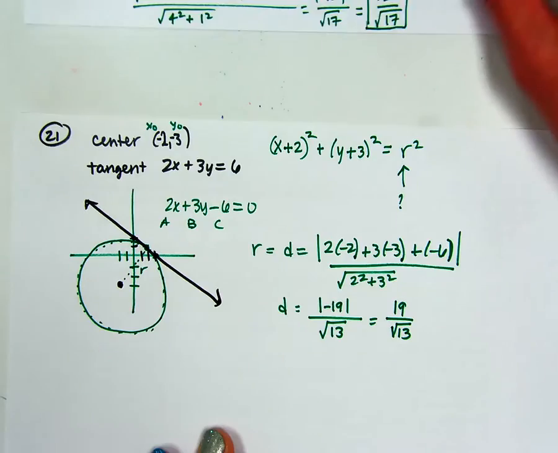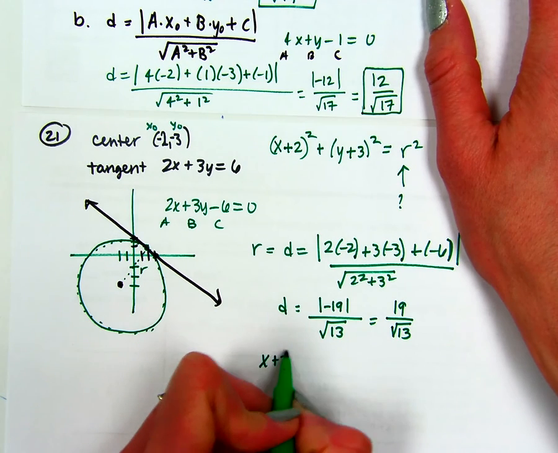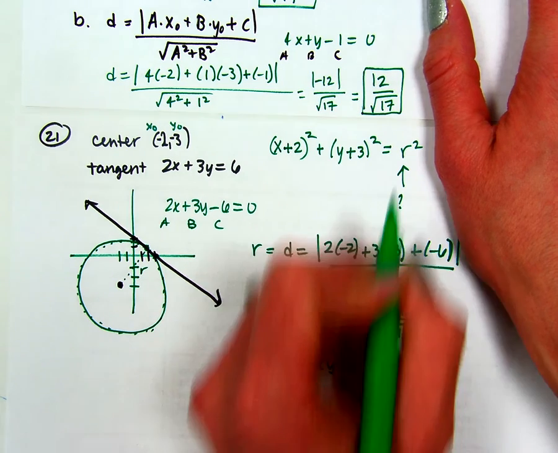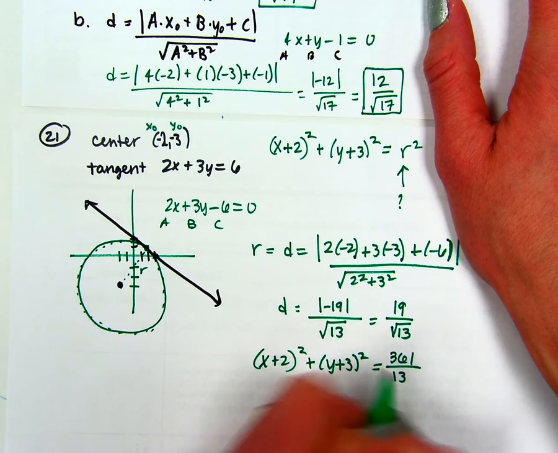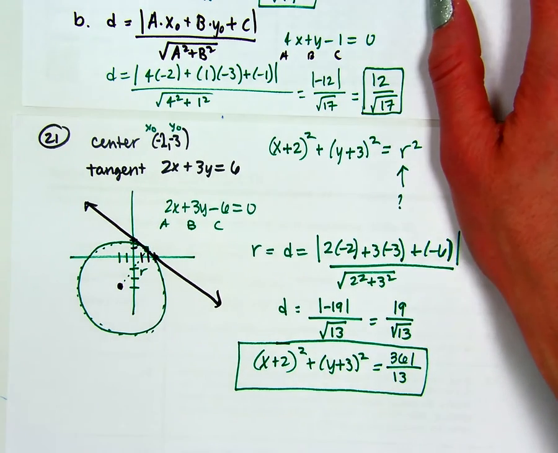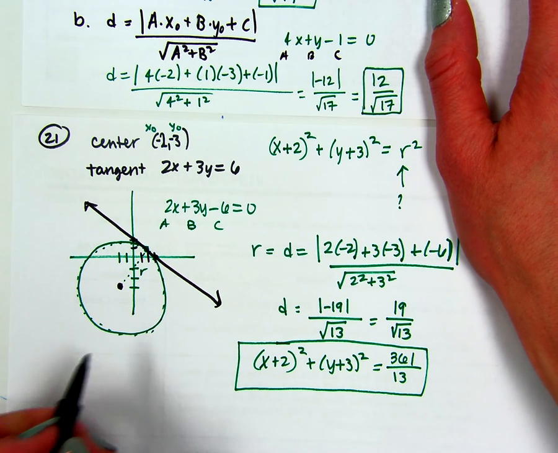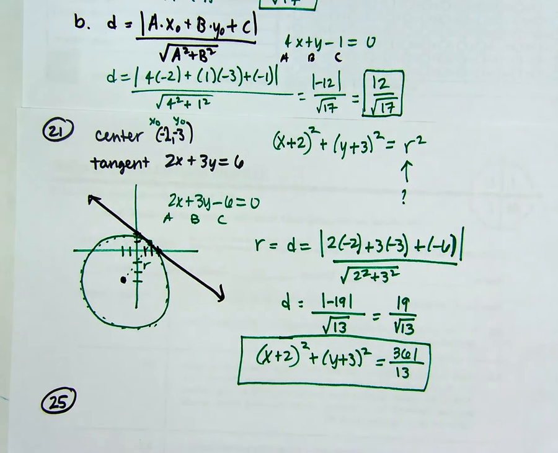And to answer the question, it's what is the equation of the circle? So my equation, I had already set it up, but now I need my radius squared. So if I square this, this will give me 361 over 13. Right? 19 squared is 361, and root 13 squared is just 13. All right, 2 more problems, and then we're all done. So number 25 and 26.